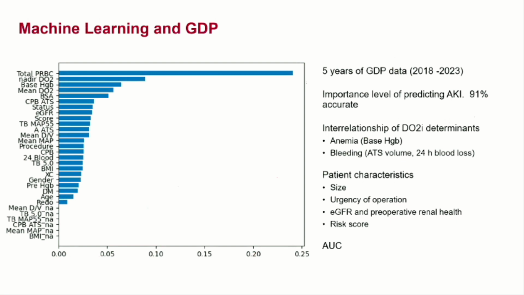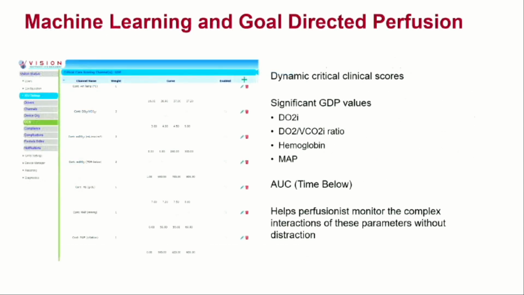And you can see in our data set, the number one thing was whether you got a packed red blood cell transfusion. But then you have nadir DO2, you have the mean DO2, and you have some time below things like pressure. You have preoperative things like glomerular filtration rate, gender, etc. Okay? And so now we can package those into a dynamic critical care score. And this is what we're doing in the Spectrum Viper process.